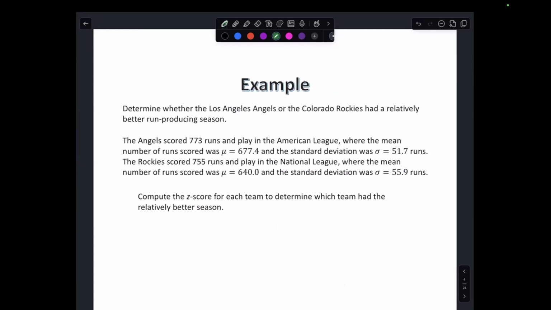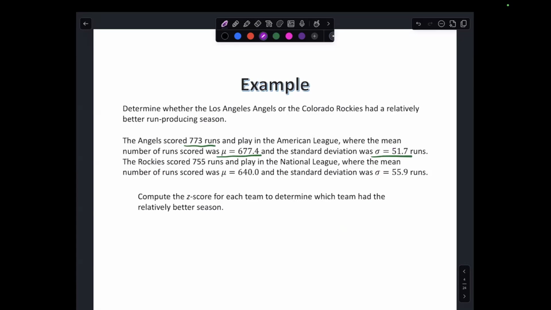Okay, here's another one. We're trying to figure out who had a relatively better run producing season, the Los Angeles Angels or the Colorado Rockies. The Angels scored 773 runs. They're in the American League. The mean number of runs scored is 677.4. Their standard deviation is 51.7.